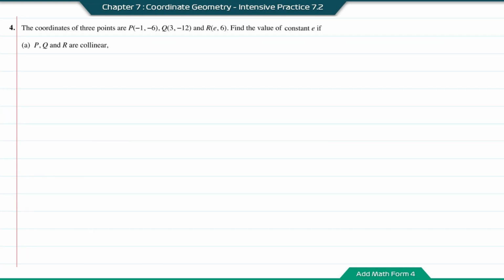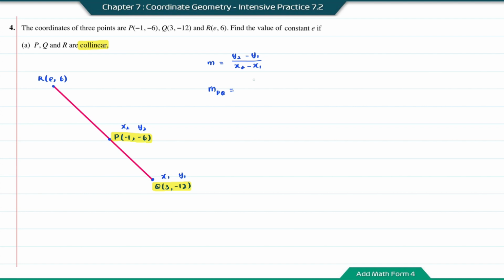Question number 4. The coordinates of 3 points are P(negative 1, negative 6), Q(3, negative 12), and R(e, 6). Find the value of constant e if (a) P, Q, R are collinear. Based on the coordinates, this is what the straight line PQR looks like. As this is collinear, the gradient between any points on the straight line will be the same. As the coordinates of P and Q are given, we're going to use these 2 points to find the gradient.